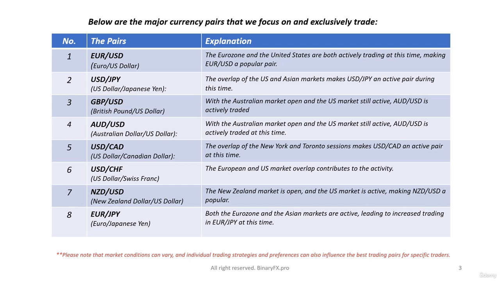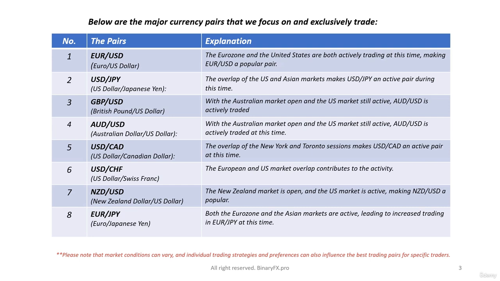Number 5. US dollar and Canadian dollar. The overlap of the New York and Toronto sessions makes the US and Canadian dollar an active pair. Number 6. US dollar and Swiss franc. European and US market overlapping contributes to the activity.